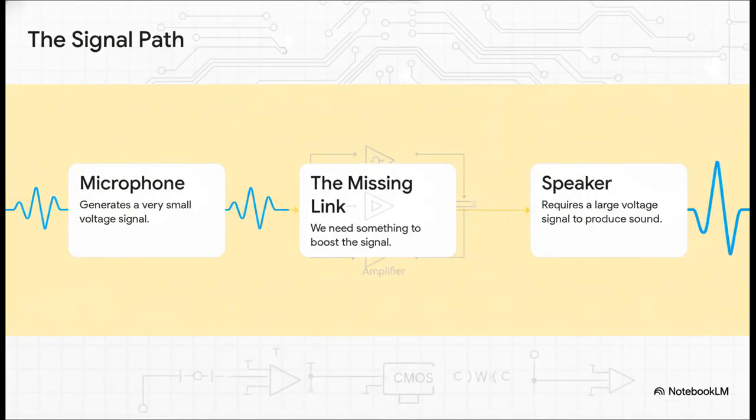There is no way that tiny little voltage is going to power something beefy like a speaker. So you've got this huge gap, right? On one side, you have the microphone with its tiny signal, and on the other, the speaker that needs a big one. We've got this missing link in the middle, and that is precisely the job of a voltage amplifier, to take that small input signal and create a much larger but still faithful copy of it.